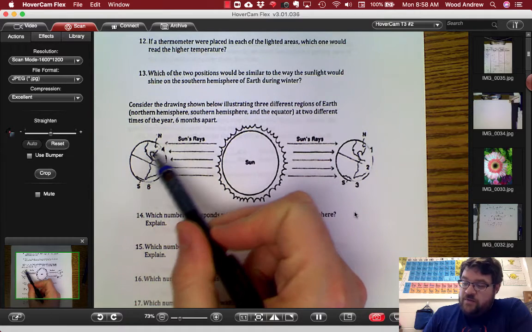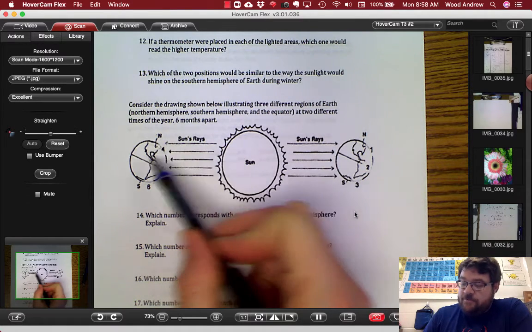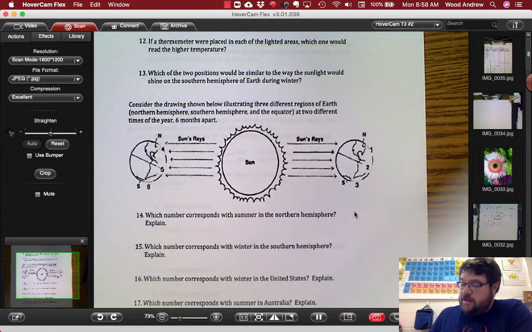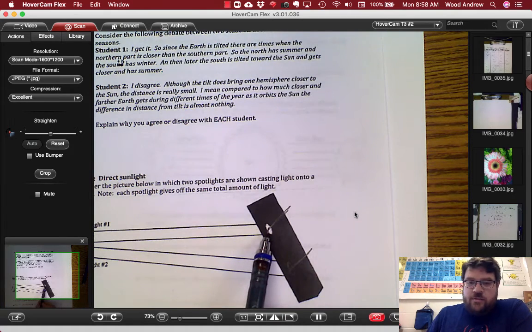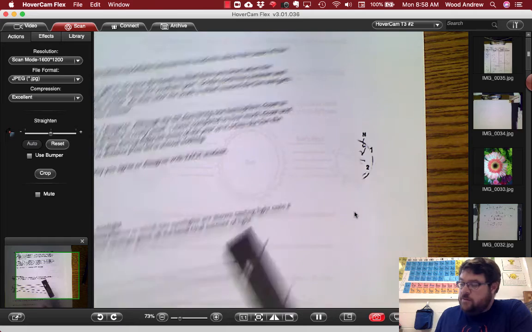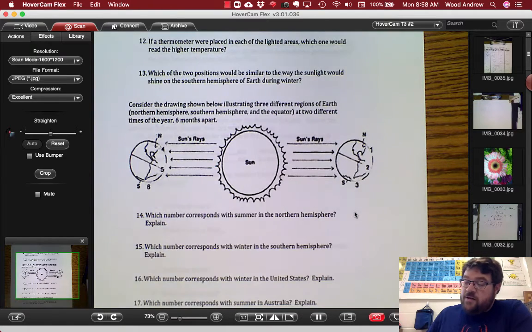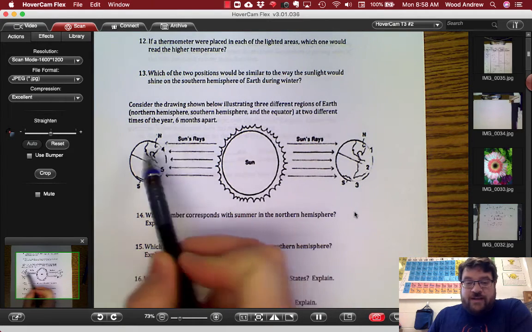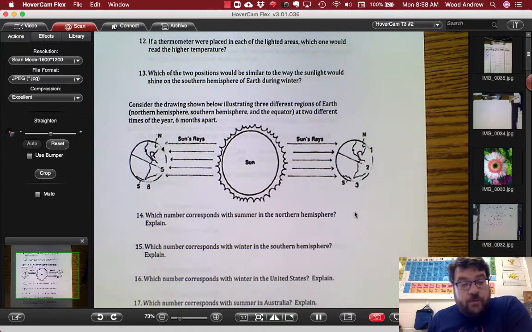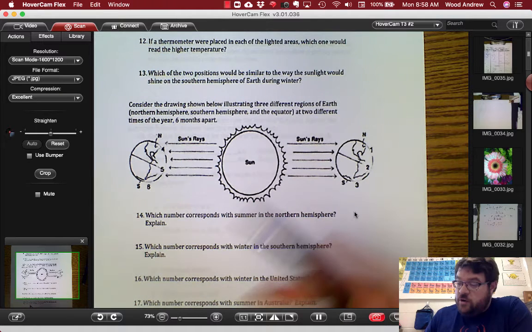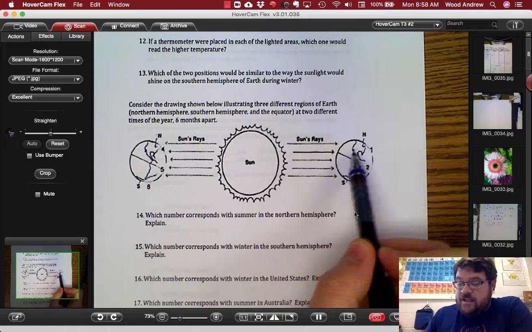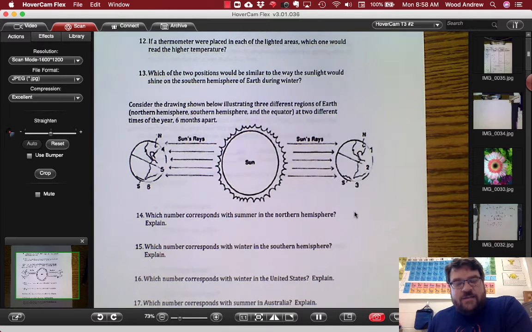When the northern hemisphere is tilted towards the sun, that's just like the more direct light from the spotlight. So since the northern hemisphere gets more direct light, it gets warmer. When the northern hemisphere is pointed away, it's spread out more, it doesn't get as much direct light, so therefore it's colder.